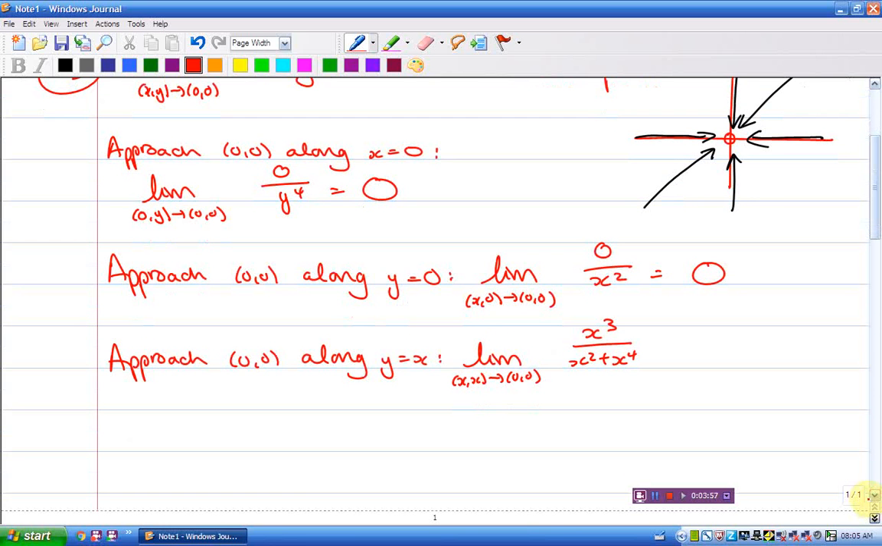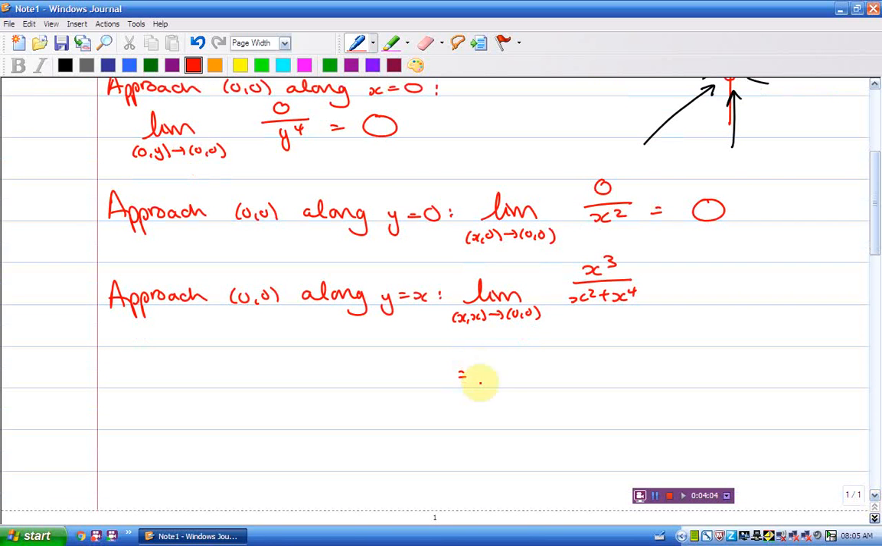You could use L'Hopital's rule if you wanted to, because we have a numerator that tends to 0 and a denominator that tends to 0. But we don't need to use L'Hopital. We could use one of our little tricks that we use when we're solving limits.